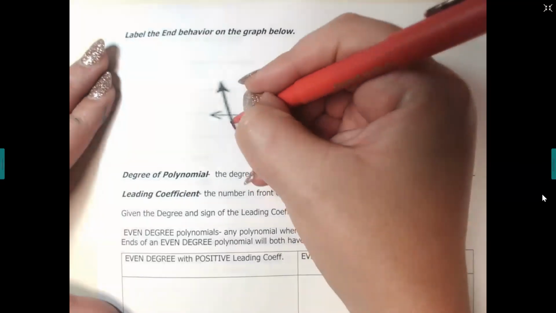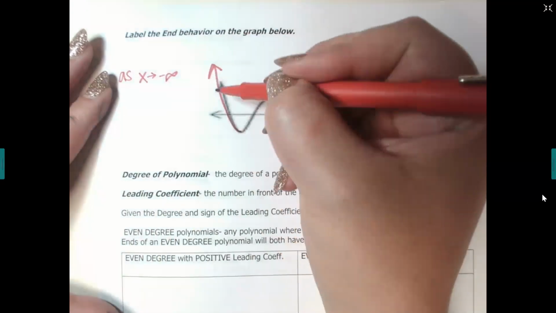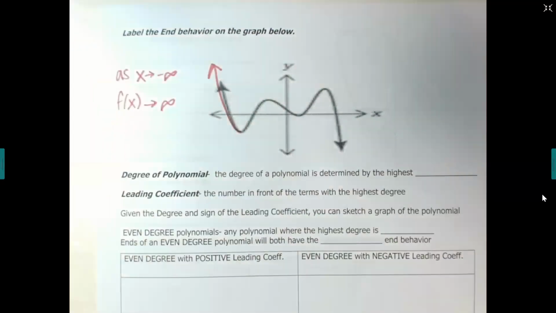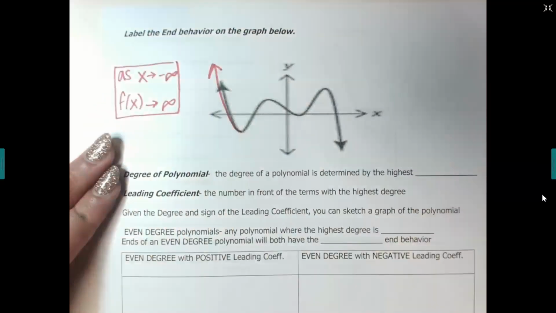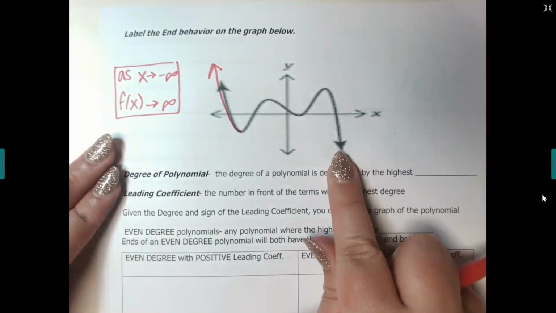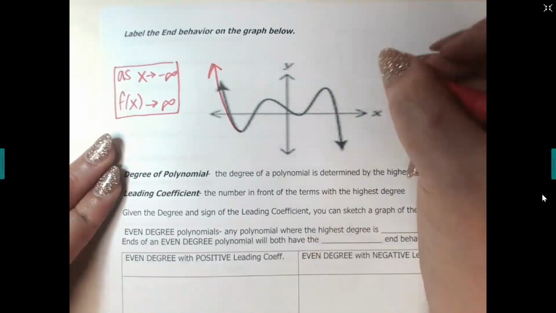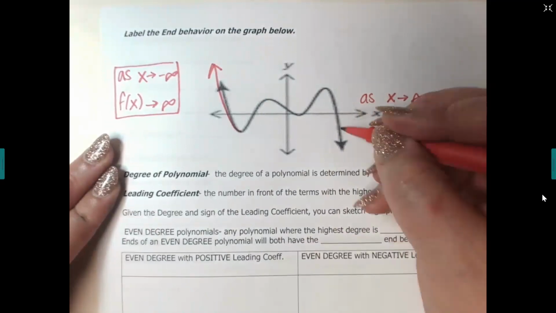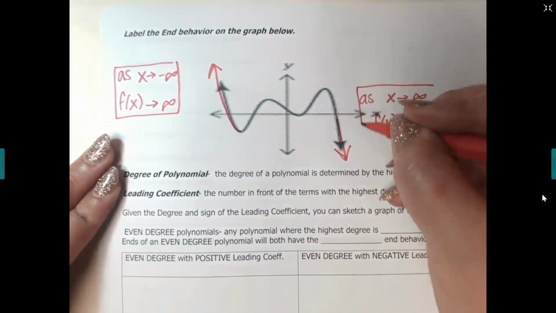Okay, to show that I'm tracing the left end, I'm going to say as x approaches negative infinity. And then I'm looking at which way it's pointed, that end is up. So I would say f of x approaches infinity. That would be your left end behavior. Then this end, I notice that my right end is pointing down. So to say that I'm talking about the right end, I would say as x approaches infinity. And because it's pointed down, I would say f of x goes to negative infinity.